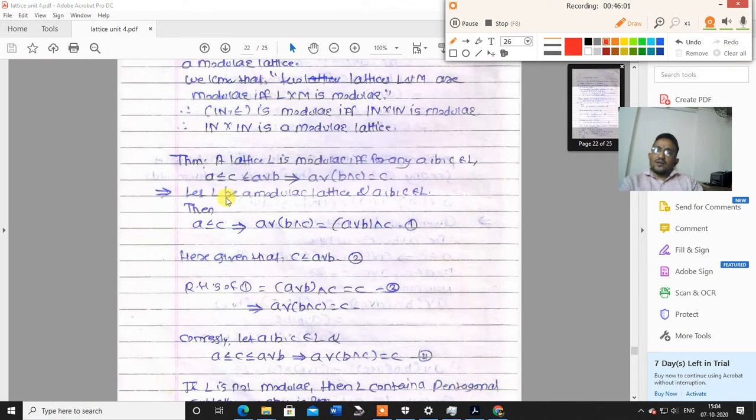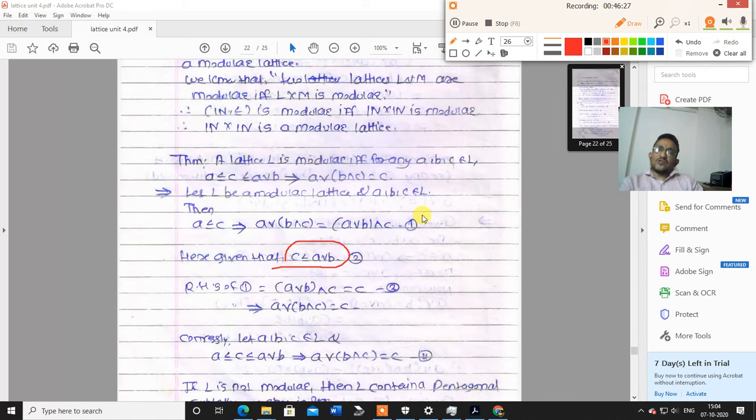Okay, so next we suppose that L is a modular lattice. Let L be a modular lattice and A, B, C are elements of lattice L. Then by the definition of the modular property, whenever A is related to C, then A join (B meet C) is equal to (A join B) meet C. This is equation 1. Okay, now the criterion which is given, we have C is related to A join B.